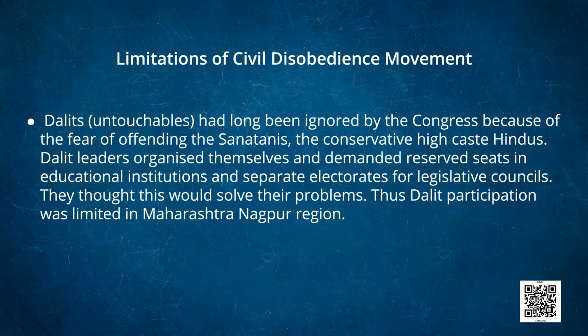Dalits or untouchables had long been ignored by the Congress because of the fear of offending the Sanatanis, the conservative high caste Hindus. Dalit leaders organized themselves and demanded reserved seats in educational institutions and separate electorates for legislative councils. They thought this would solve their problems. Thus, Dalit participation was limited in Maharashtra Nagpur region.